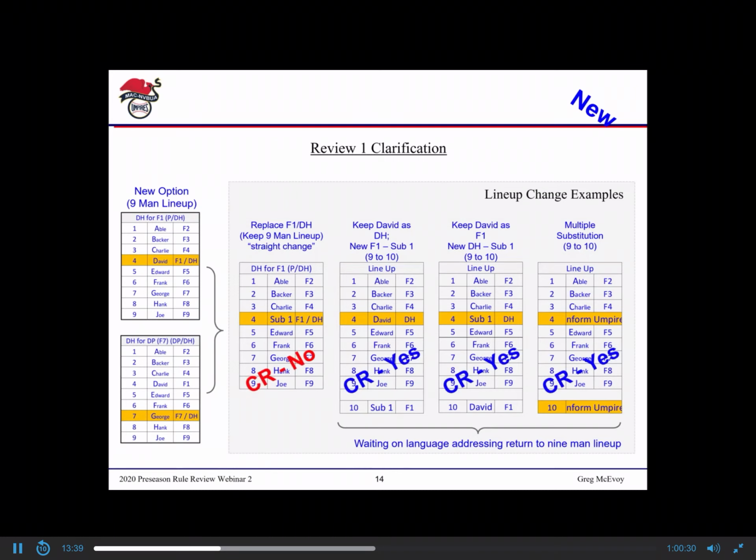So here's that example of the lineups where we have a straight lineup change. Can you courtesy run for a pitcher DH or a catcher DH? No. Can you courtesy run if they are not? Actually, this is wrong. As we indicated, I'll correct this for the next webinar. So if you are a catcher only or a pitcher only, then you can courtesy run. If you are a DH for the pitcher, catcher, DH for the catcher. Yeah, this is right.